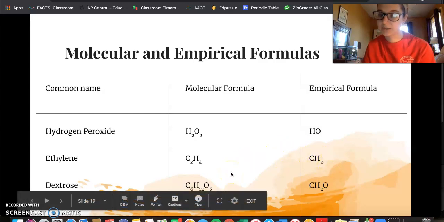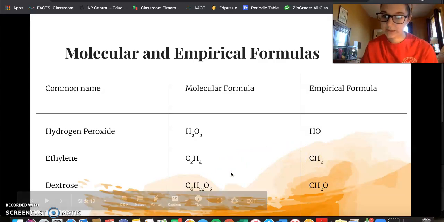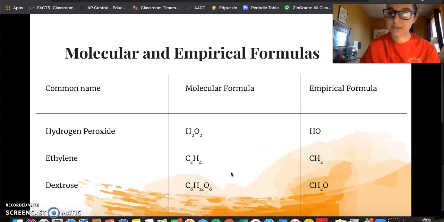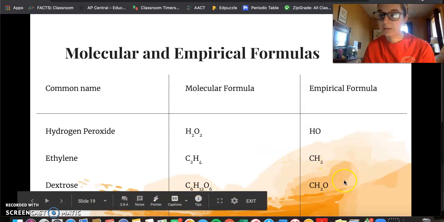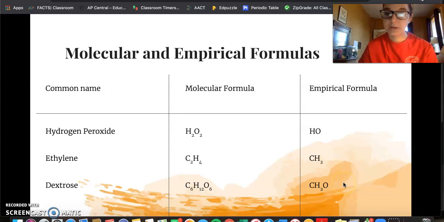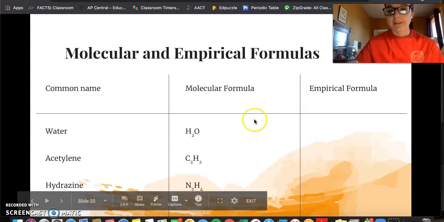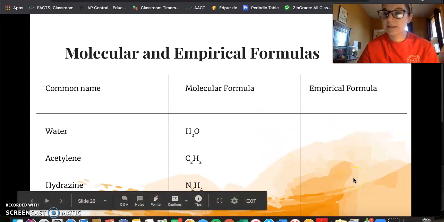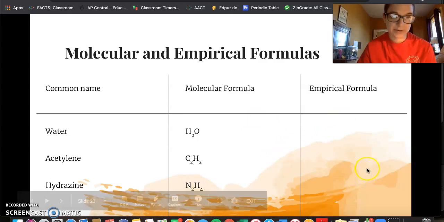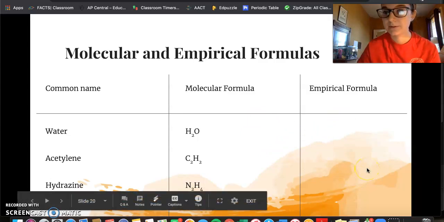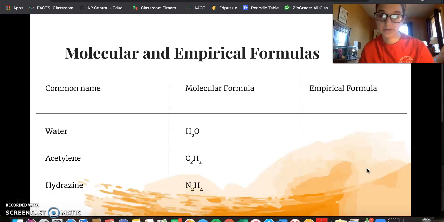Dextrose, which is a type of sugar, is C6H12O6 as its molecular formula. So there are 6 carbon, 12 hydrogen, and 6 oxygen in one molecule of dextrose. The ratio of carbon to hydrogen to oxygen is 1 to 2 to 1, so the empirical formula is CH2O. The thing about empirical formulas is that different compounds can have the same empirical formula. So keep that in mind. The empirical formula isn't unique to one molecule. The molecular formula is what makes one molecule unique from another.